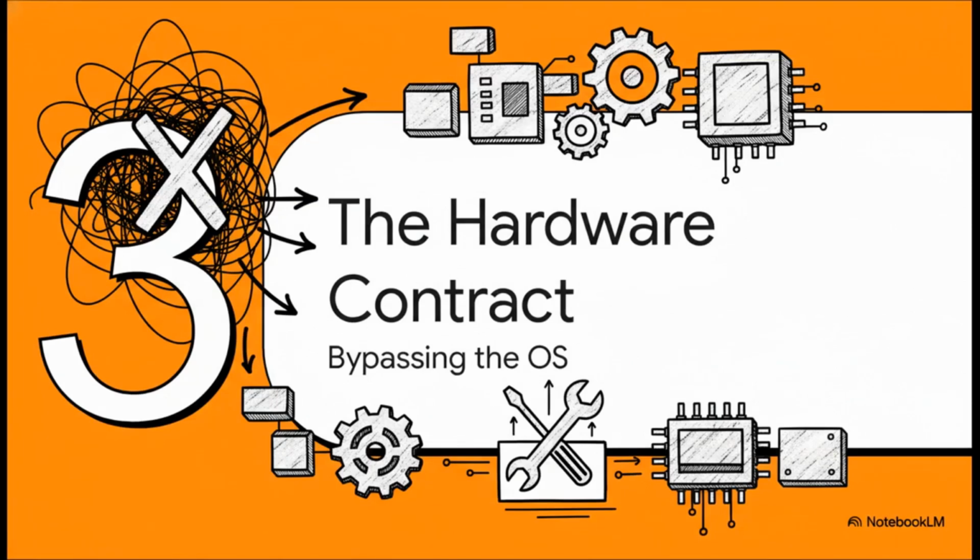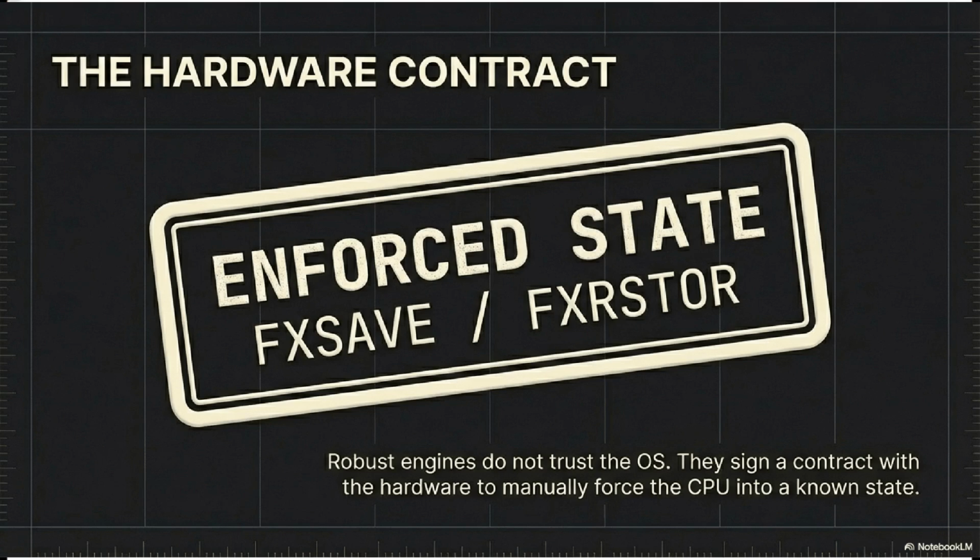Okay, so we've found the culprit, the OS and its lazy context switching. So what's the fix? Well, it's pretty clear we can't trust the operating system to handle this for us. We have to take matters into our own hands and seize direct control. The solution is to go around the OS completely. We're going to establish a direct contract with the hardware itself.